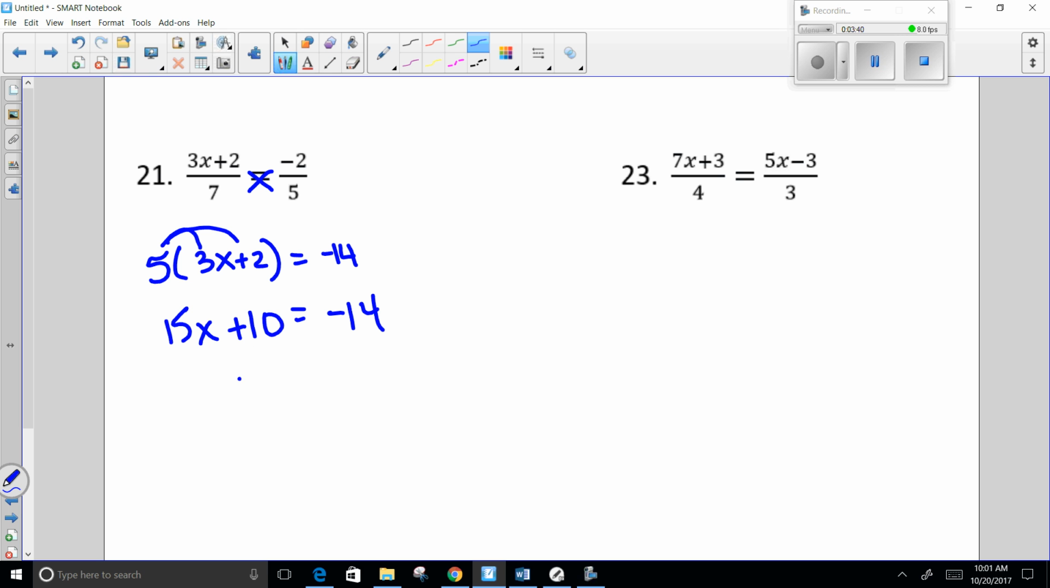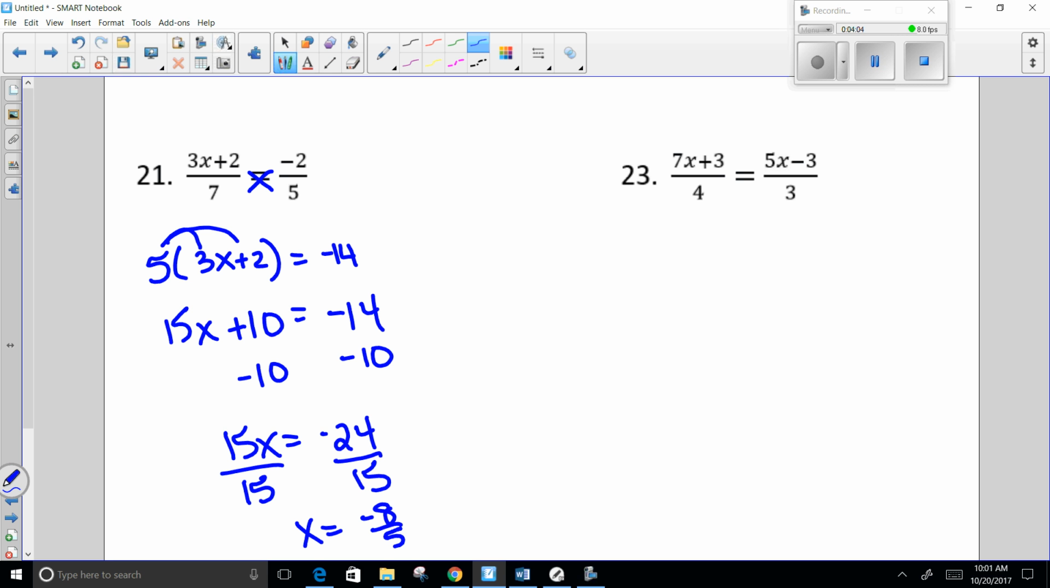Move the 10 over by subtracting to get rid of the positive 10, and so you get 15x equals negative 24. Then you divide to get rid of the multiplication, and you get x equals, can you reduce this? Yes, the calculator will do it for you if you don't know how. They both have a factor of 3, so that becomes negative 8 over 5. And that is your final answer.